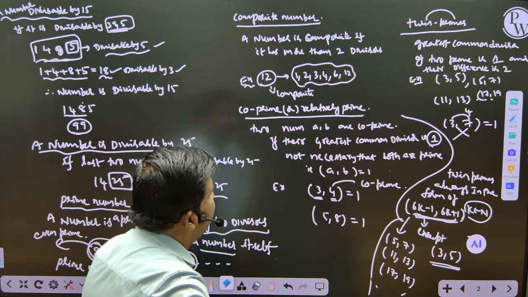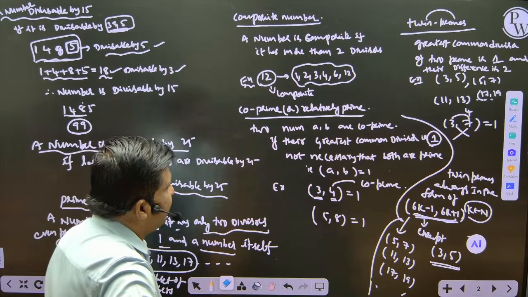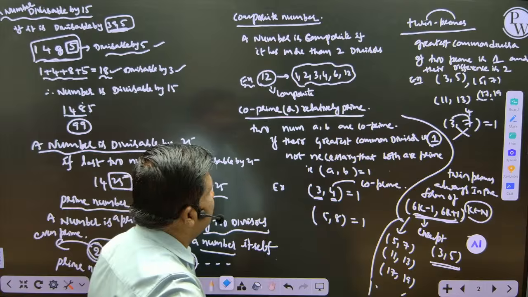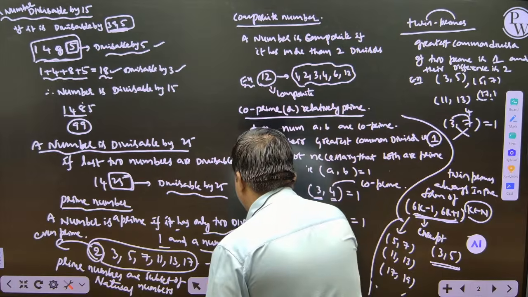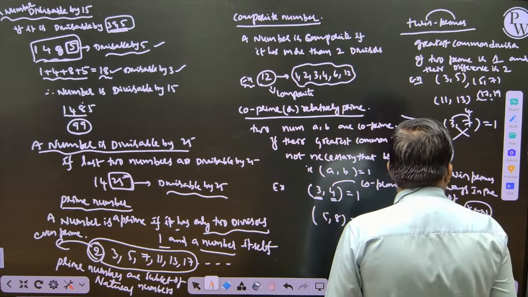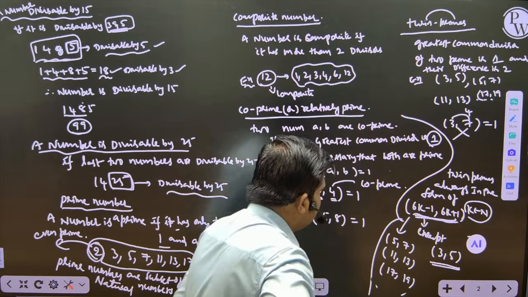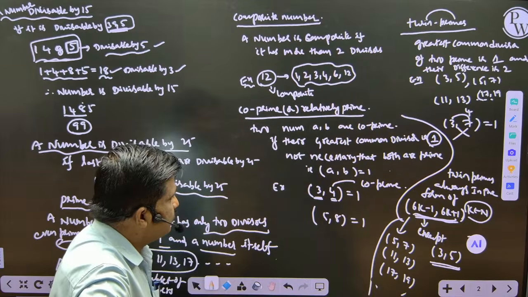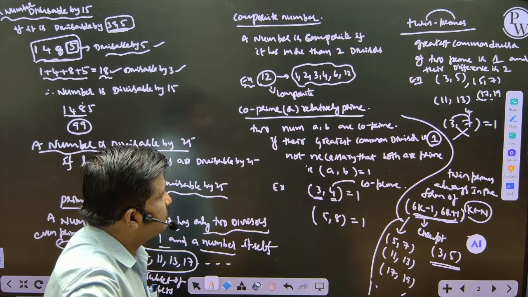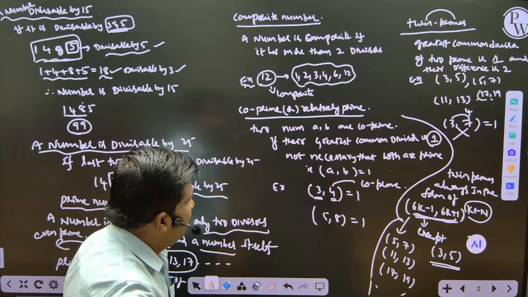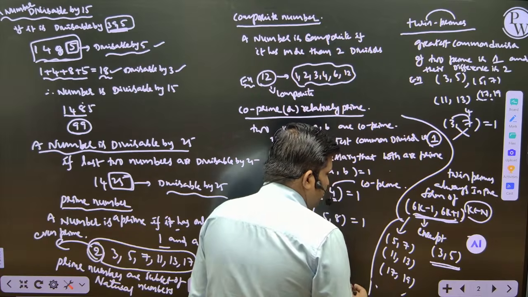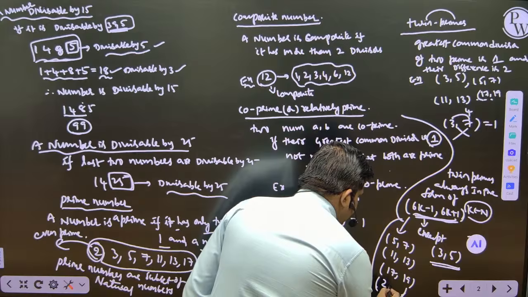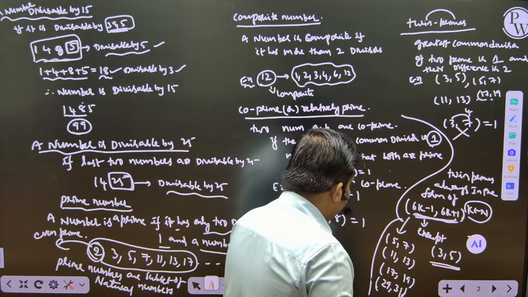Alright, twin primes means what? Two prime numbers. The difference should be 2. Both the numbers must be prime numbers. Next one is what? You can take 29 comma 31.